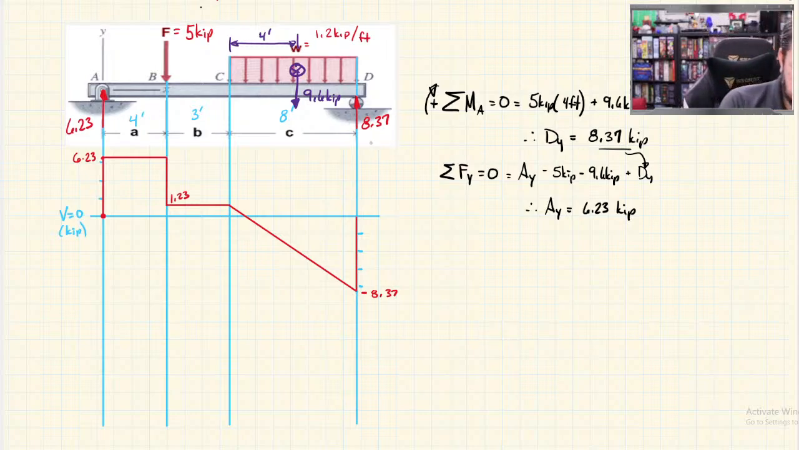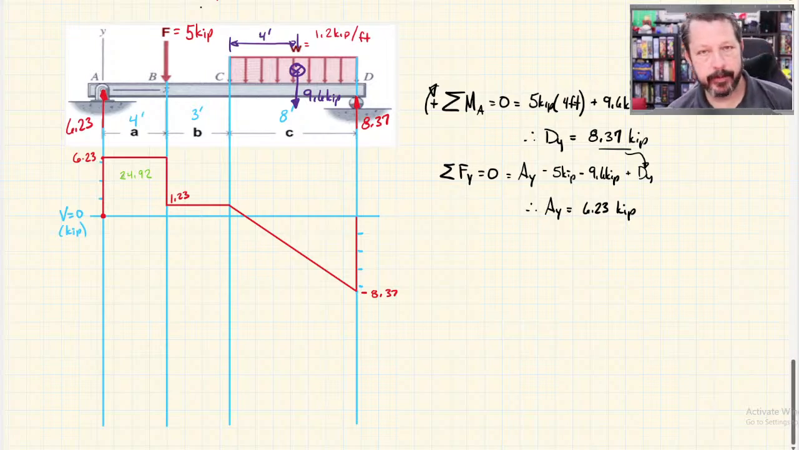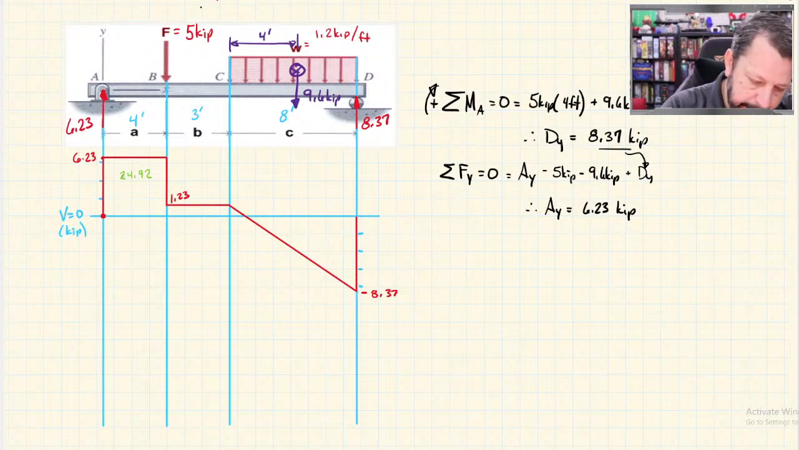So this first number is, I'll write them in green just to keep them separate, 24.92. Those units would be kip feet. I usually don't write the units on these because it's too cluttery. And that's just for that first rectangle. So just for this.